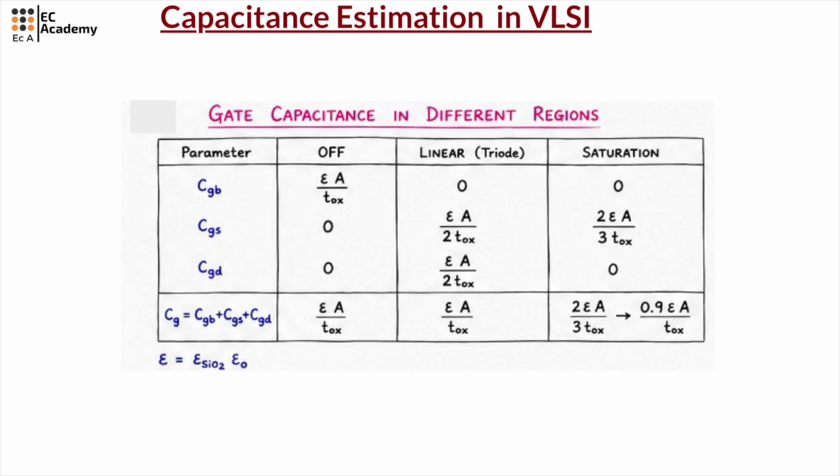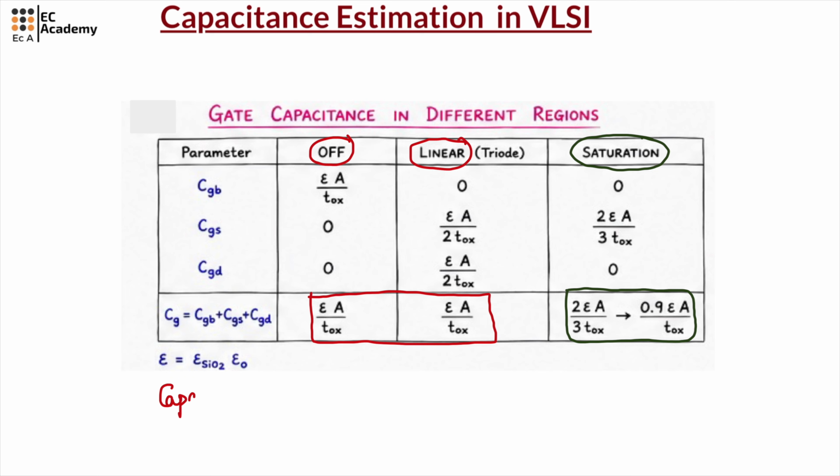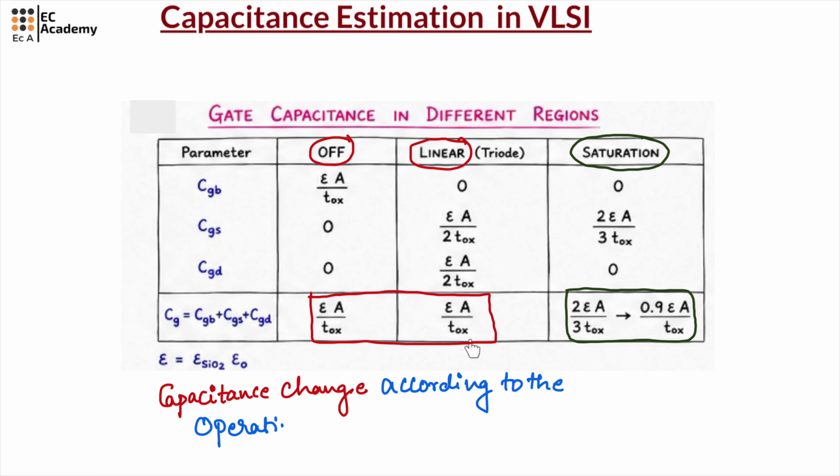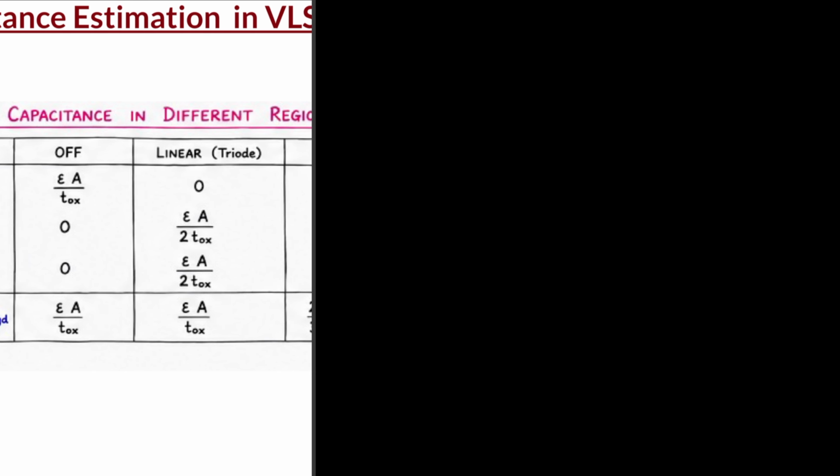You need to remember, when the transistor is off or operating in the linear region, the gate capacitances are the same, and when it is operating in the saturation region, the gate capacitances are different. So, we can say the capacitance changes according to the operating region of the MOS transistor.